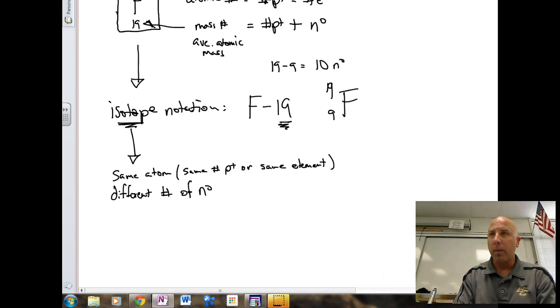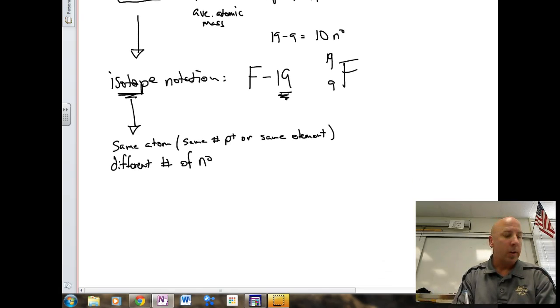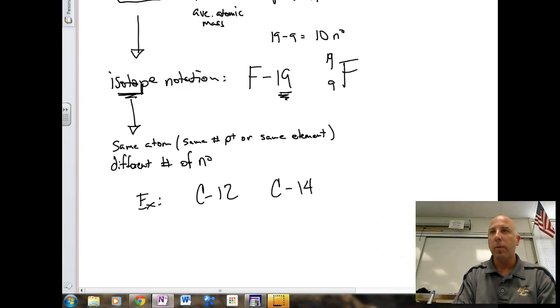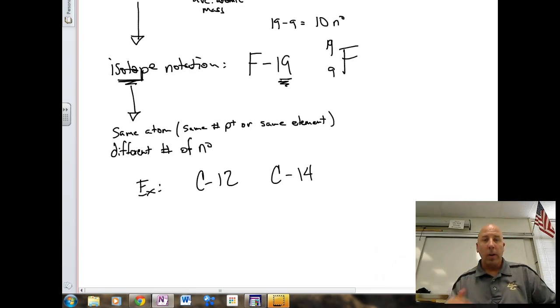Let me give you an example of isotope notation. Let's say we have carbon 12 and also carbon 14. Carbon 12 is the most common isotope of carbon, making up about 99% of carbon found on Earth. Carbon 14 is an important isotope because it's used for radioactive carbon dating.